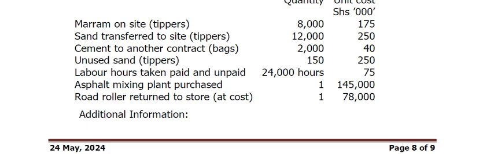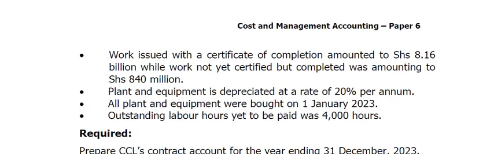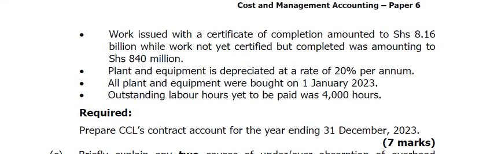But of course, you have some additional information down there. Work issued with a certificate of completion amounted to shillings 8.16 billion, while the work not yet certified but completed amounted to shillings 840 million. Plant and equipment is depreciated at a rate of 20% per annum. All plant and equipment were bought on 1st January 2023. Outstanding labor hours yet to be paid was 4,000 hours. We are required to prepare a contract account for the year ending 31st December 2023.